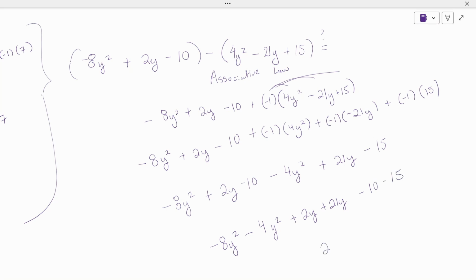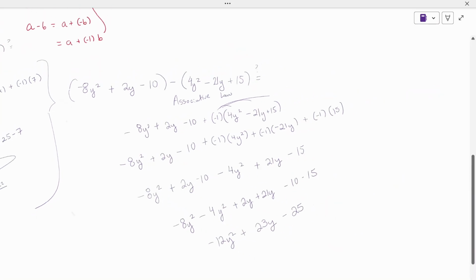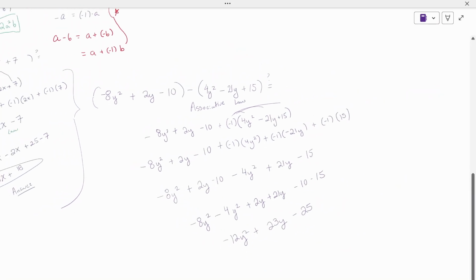21 plus 2, that's going to give me 23y. -8 minus 4, well, if I owe you $8 and then I owe you 4 more, I should owe you in total $12. -10 minus 15, that's going to give me -25. And voila, we have a new polynomial expression, -12y squared plus 23y minus 25. And this is our answer.